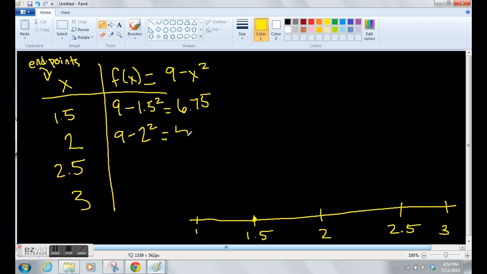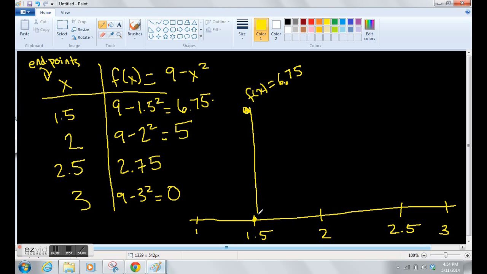2.5, the answer is 2.75. Just skipping ahead here. And at 3, 9 minus 3 squared is 0. So this is why we do this. Now we're saying, well, to approximate this first interval, I'm going to make a rectangle that is approximately 6.75 high. So imagine, at this point, the function f of x is equal to 6.75. So suppose you knew nothing else about the function. You say, well, I'm going to estimate this area by a box here that's 6.75 tall.